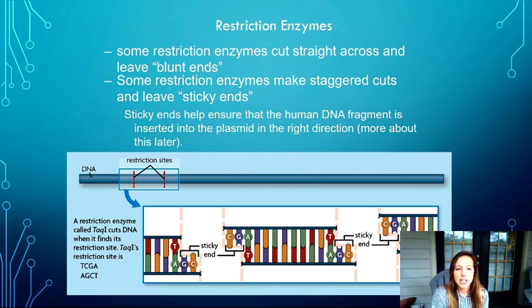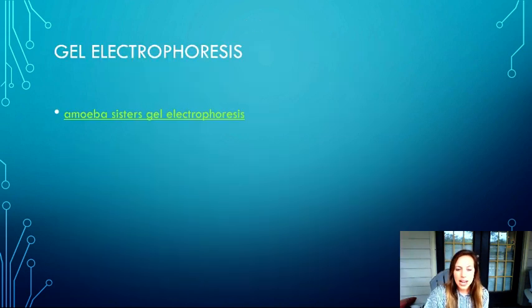And so you can see over here, it says a restriction enzyme cuts DNA when it finds a restriction site. And its restriction site is TCGA on the top and AGCT on the bottom. And so if one of those letters was changed, it may not cut there because it's looking for that very specific sequence. And the last thing we'll talk about today, gel electrophoresis.